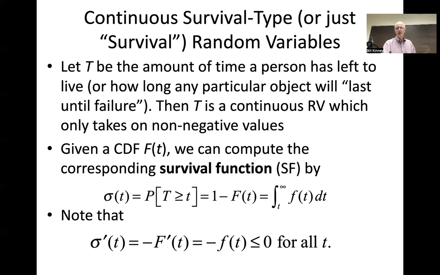Note that the derivative of the survival function, since the survival function is 1 minus the CDF, is in fact the opposite of the derivative of the CDF, meaning it's the opposite of the PDF. Meaning its derivative is never positive. It's always less than or equal to 0 because, right, PDFs are never negative, so their opposites are never positive. What is this? What's going on here? Let's think about it graphically.